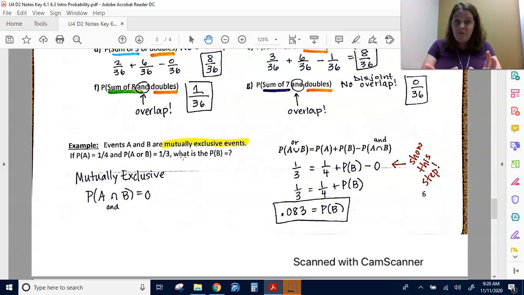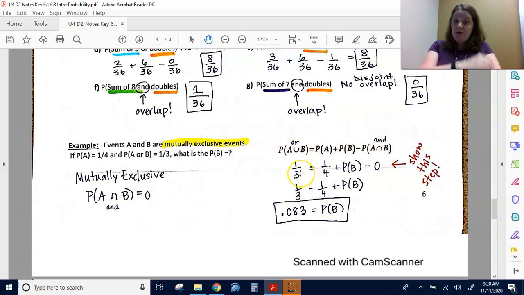Almost any time you have one of these problems where they're giving you ands and ors and probabilities, you should think, I wonder if this is a formula problem. So I go to my formula sheet and I know I have a formula that has the union. Remember, that's the or, and I know what or is. So I know the formula: probability of A or B is A plus B minus the and. Okay, so these or and then minus the and.